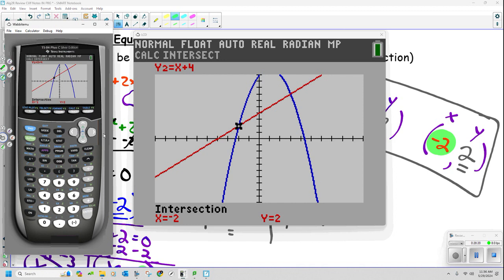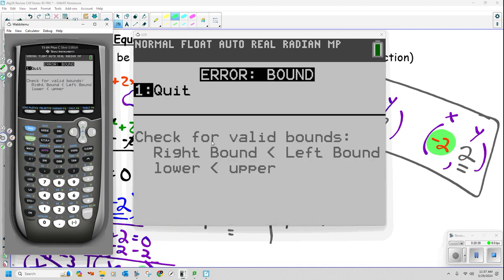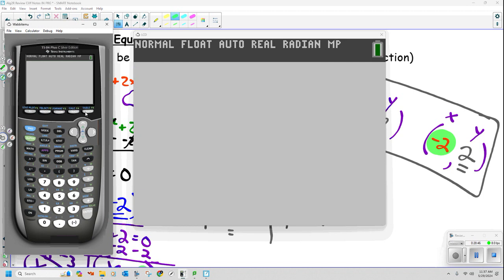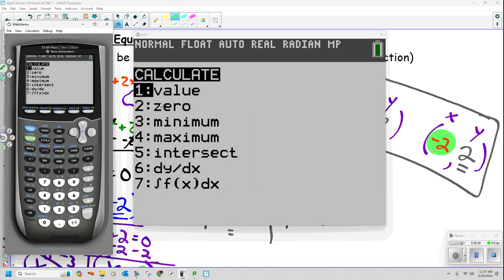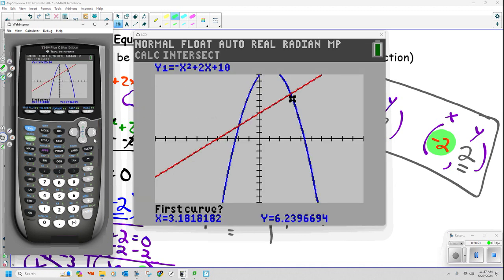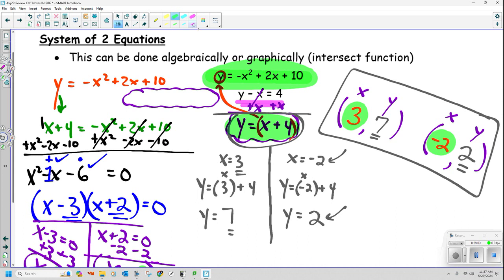Good. To do the next one, I can't just move there. I got to go second, trace, and pick the intersect function again. And now I'm going to move all the way to my other intersection point. I just got to be close. I don't have to be right on it. Oh, right there. 1, 2, 3. Oh, check for, did I pick the intersect? Oh, I'm a terrible person. I picked choice 2. I didn't pick the intersect function. All right, there you go. 1, 2, 3. And that's 3, 7. Perfect. So there we go. I love it. We have our 3, 7 and our -2, 2.